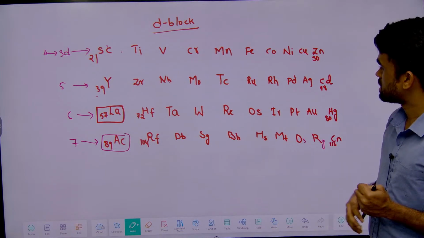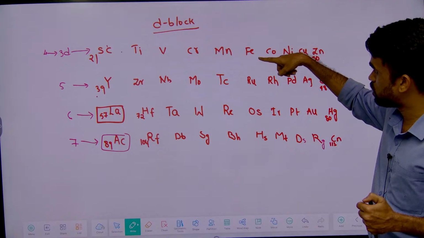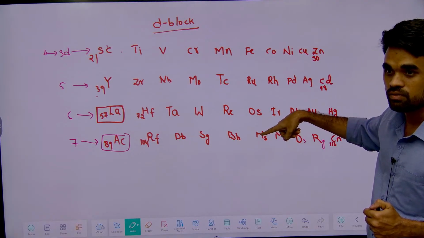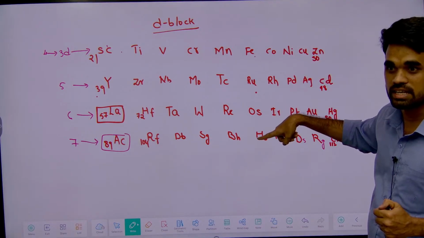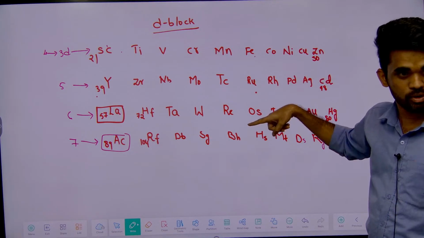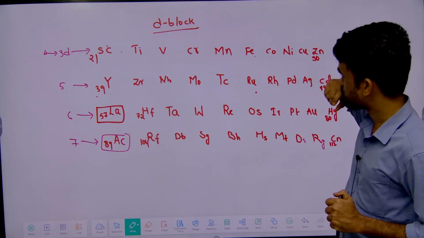Yes. Next, this one, like ferrous: ferrous, ruthenium, osmium, hassium. Ferrous. Can you remember that word? Yes.